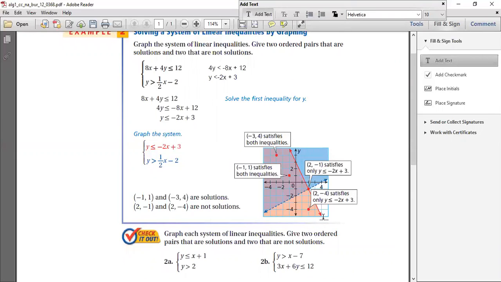Now which part are you going to shade? It says less, so you will shade all this part which is below the line. Clear? Now for the next one, y is greater than half x minus 2. Now this is going to be a dotted line because it's already in the y-intercept form. We don't need to solve anything.